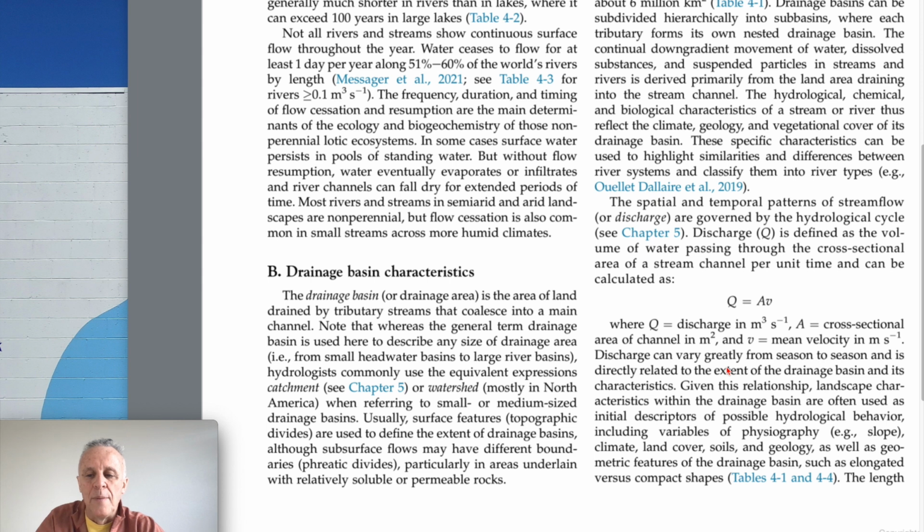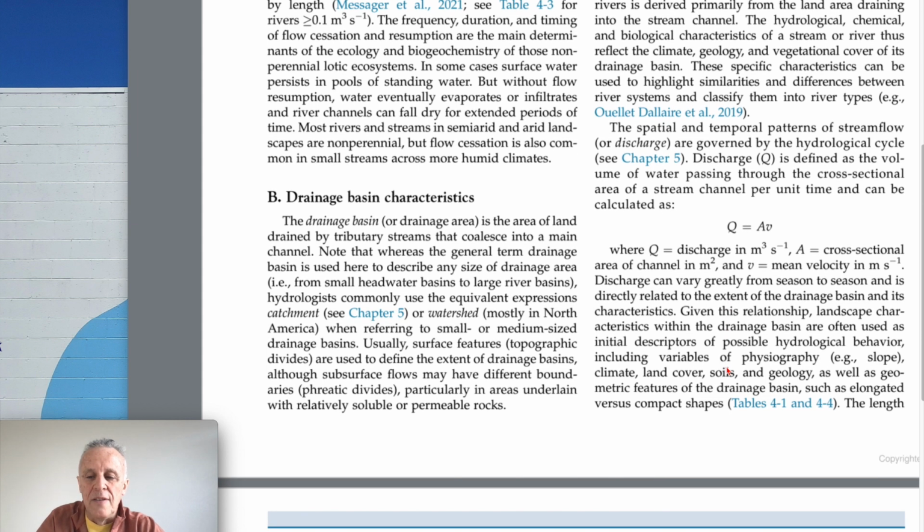The spatial and temporal patterns of stream flow or discharge are governed by the hydrological cycle. Discharge Q is defined as the volume of water passing through the cross-sectional area of a stream channel per unit time and can be calculated as Q = AV, where Q is discharge in meters cubed per second, A is cross-sectional area of channel in meters squared, and V is mean velocity in meters per second.